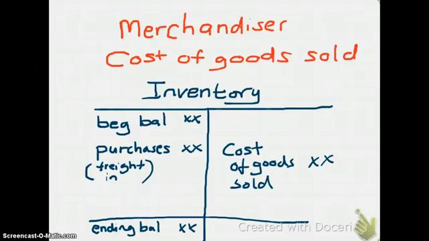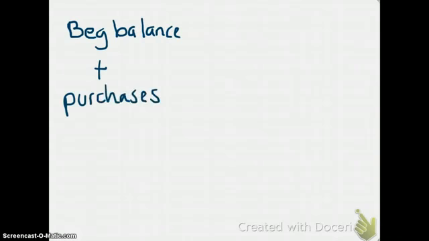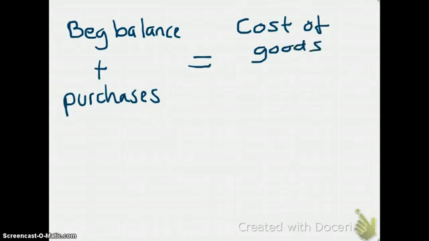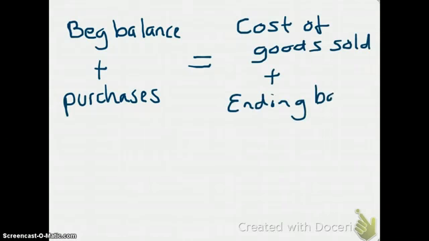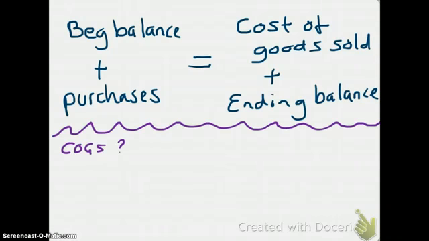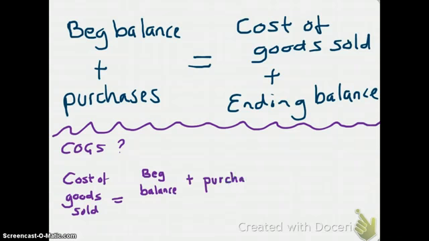If you remember from Accounting 1, the journal entry is that we debit our cost of goods sold account and we credit our inventory. A lot of your accounting problems will give 3 of the 4 unknown elements and will ask you to calculate the fourth. So you should know that beginning balance plus purchases is equal to cost of goods sold plus the ending balance of inventory. So if they ask you to calculate cost of goods sold, how would you do that? Cost of goods sold is equal to beginning balance plus purchases minus your ending inventory.